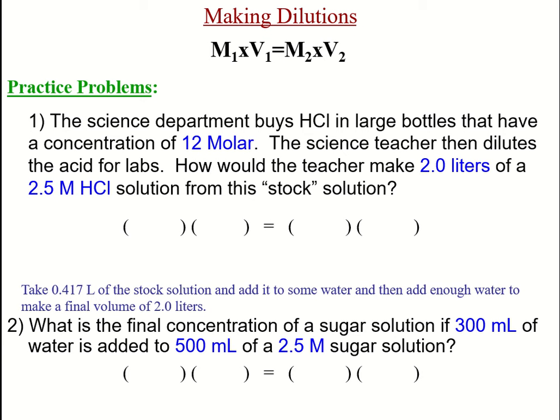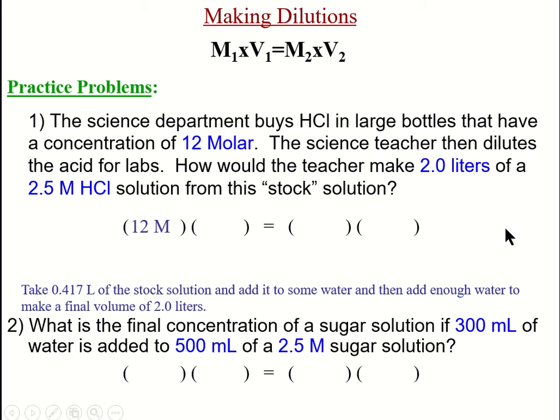So the first practice problem, in this case I don't have 6 molar, but I have 12 molar concentration hydrochloric acid, and that's how we buy hydrochloric acid. The science teacher dilutes the acid for the labs. How would the science teacher make 2 liters of a 2.5 molar hydrochloric acid solution from this stock solution? So again, we know everything except for the volume of the concentrated solution I need to add.